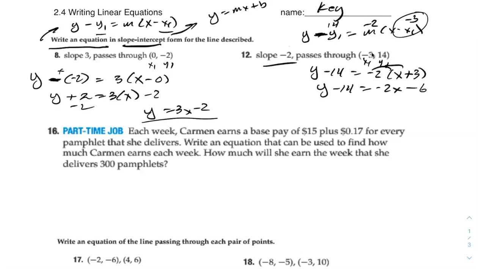Now you want to get y by itself, so again, it did say put in slope-intercept form, so we're just going to add the 14 over. So y equals -2x plus 8. And there we go.